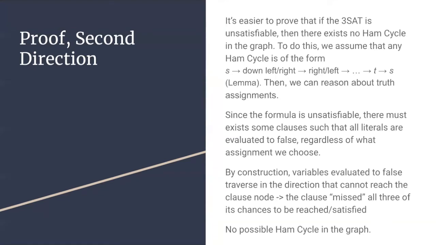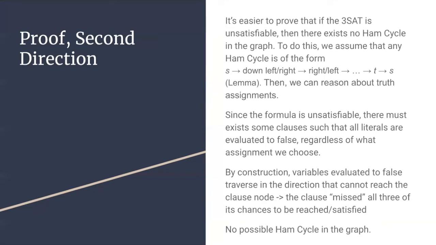To do this, we have to assume that any Hamiltonian cycle is in this form, which means you start from S, you go down and then take whatever left or right you want to, and then you keep moving until you get to T and then go back to S, which is the lemma here. But of course, you can leave the path when you're trying to traverse to some of the clause nodes, but eventually you have to get back on the track because we have those clever dummy nodes here.